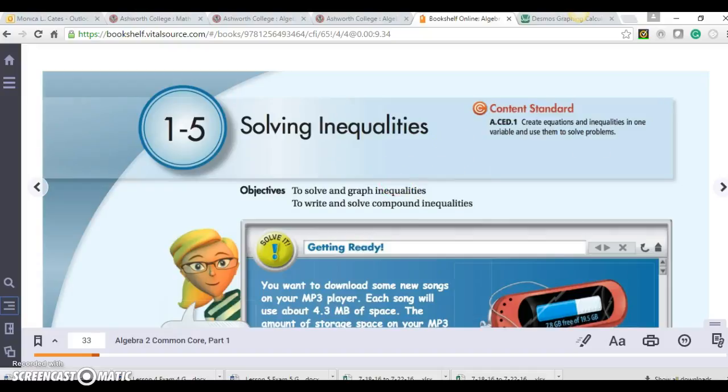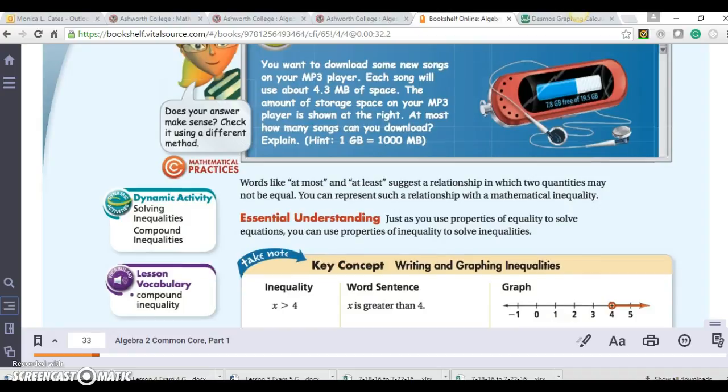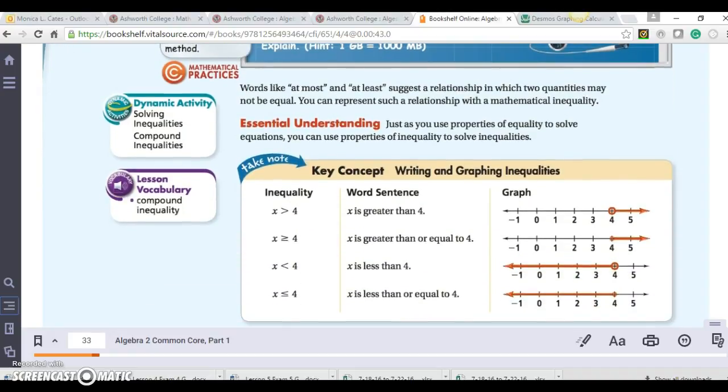Okay, we're looking at lesson 1-5, solving inequalities. And it says, for essential understanding, just as you use properties of equality to solve equations, you can use properties of inequalities to solve inequalities. So an inequality, x greater than 4. And we have x greater than 4. Notice the open circle because it's not equal to 4.